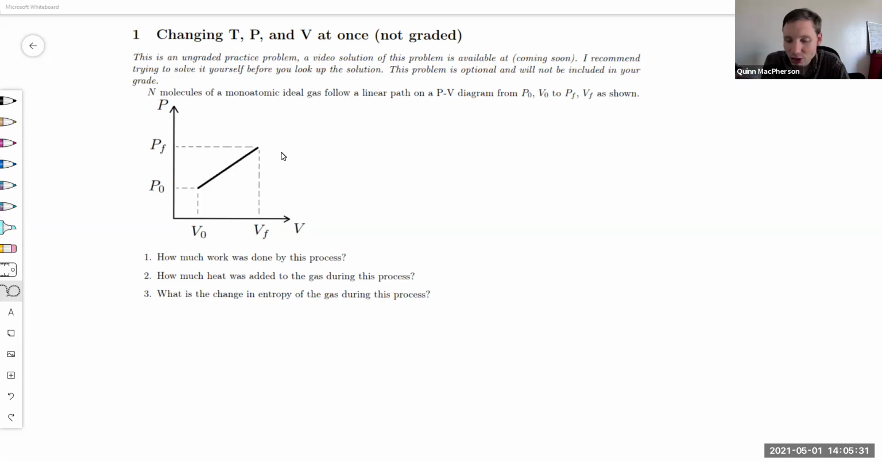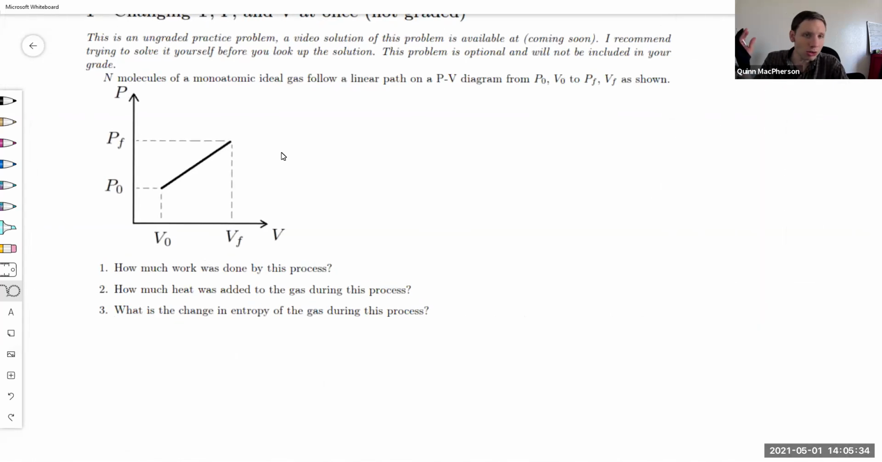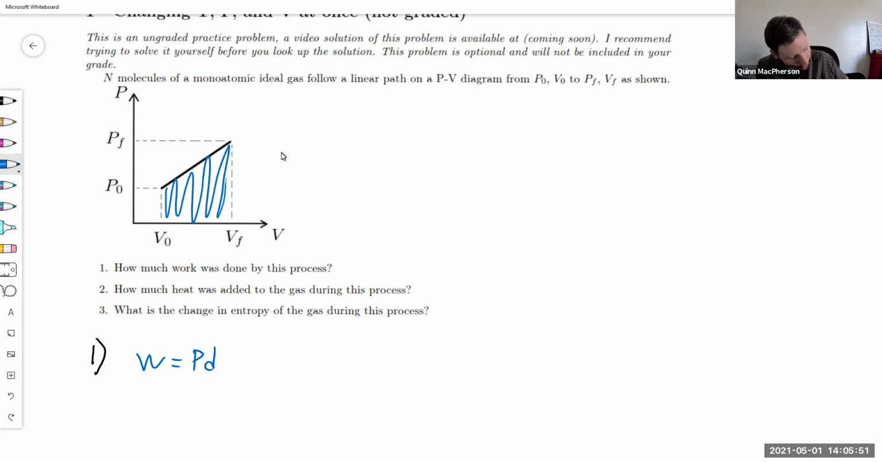Okay, so if you were to somehow set up this process, how much work would it do? So question number one, how much work would it do? Well, work is PdV. So we basically want the area under that curve. You can think of that as the area of the square and the area of the triangle, or you can just take the average pressure times the change in volume. You'll notice that triangle and that triangle just kind of cancel each other, so that this area here will also be the area under the curve.